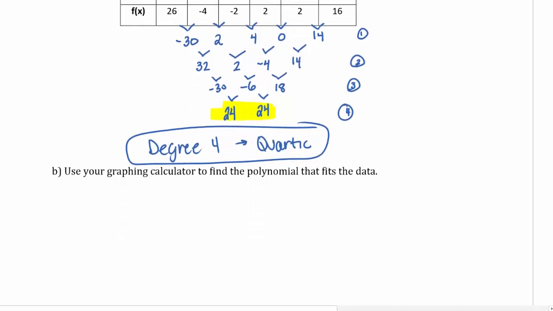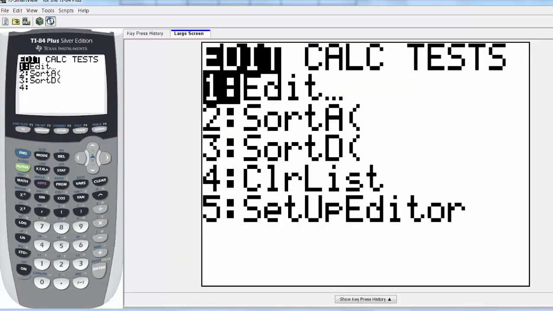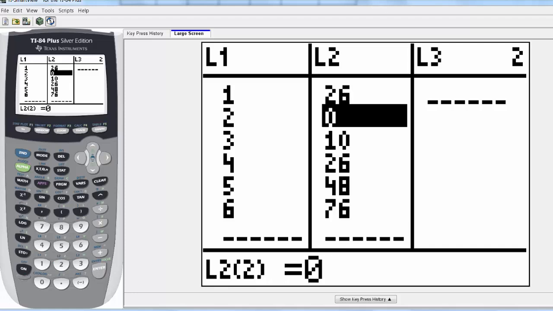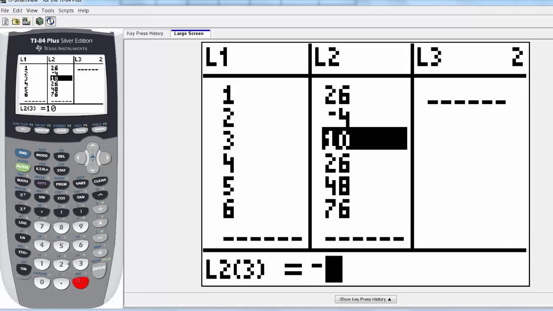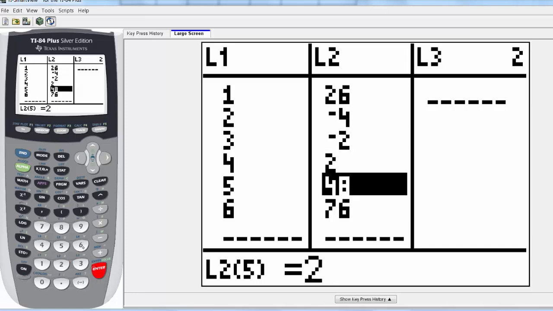Then we need to use the graphing calculator to find the polynomial that fits the data. So we're going to do this the exact same way. We're going to go to Stat and Edit and put in our new table. Luckily for us, our x values are the same. I just have to change the y values. So 26, negative 4, negative 2, 2, 2, and 16.